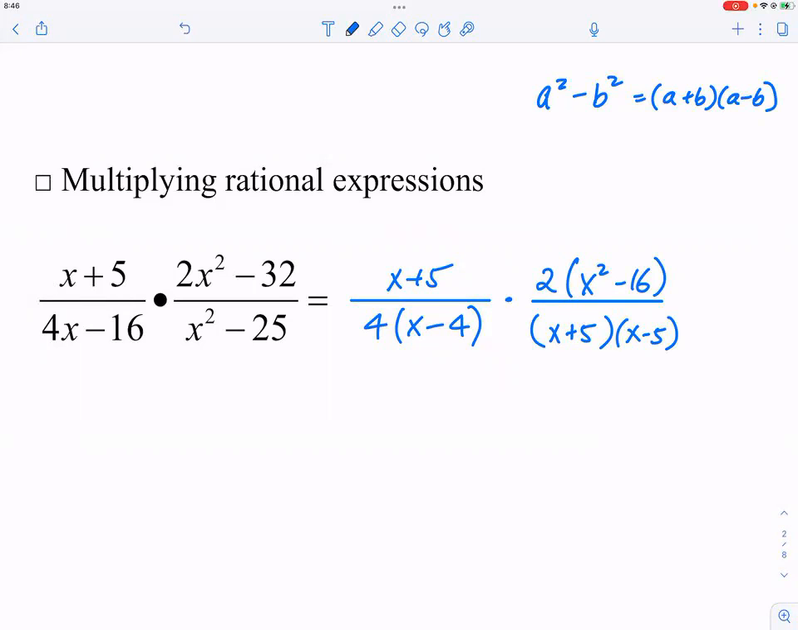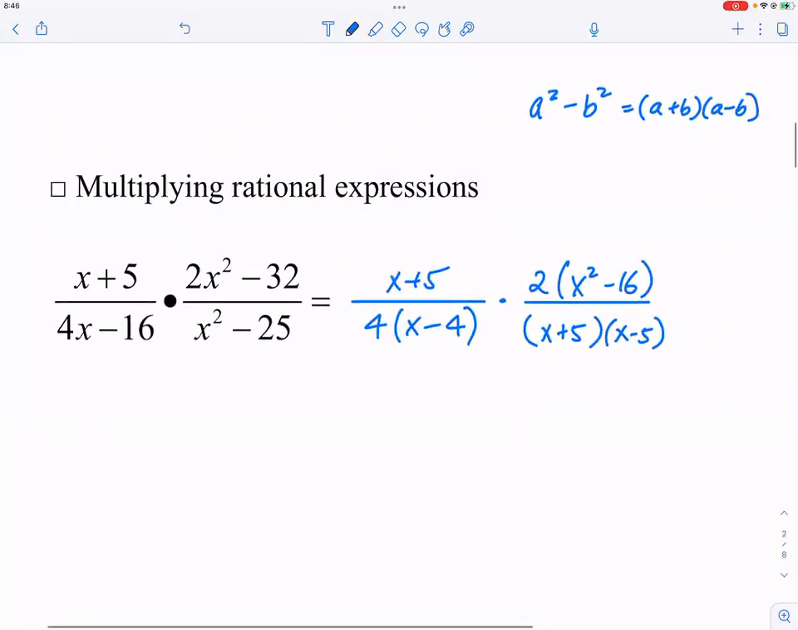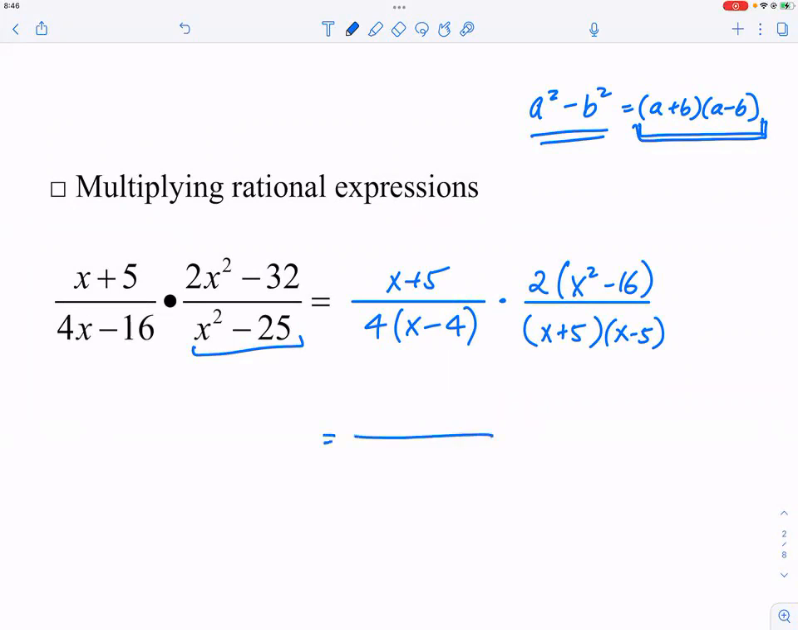And if you are like, wait, what is this? Then I would suggest you do the FOIL slowly, and then you will see how the right-hand side is equal to the left, and that's how we're replacing x squared minus 25 with x plus 5, x minus 5. Now let me go ahead and factor out the numerator of the second fraction as well. So 2 times x plus 4, x minus 4.